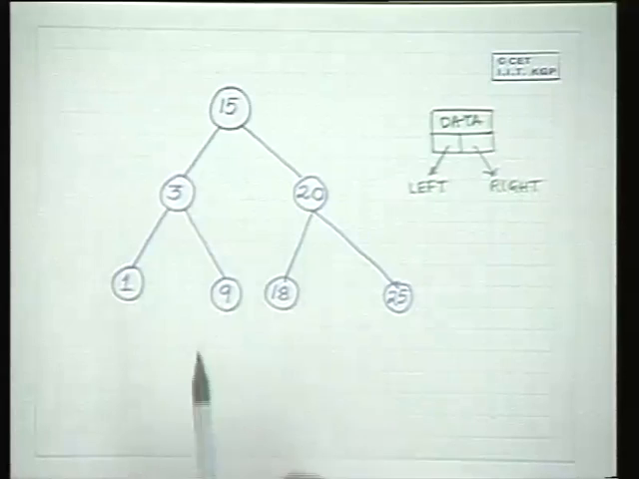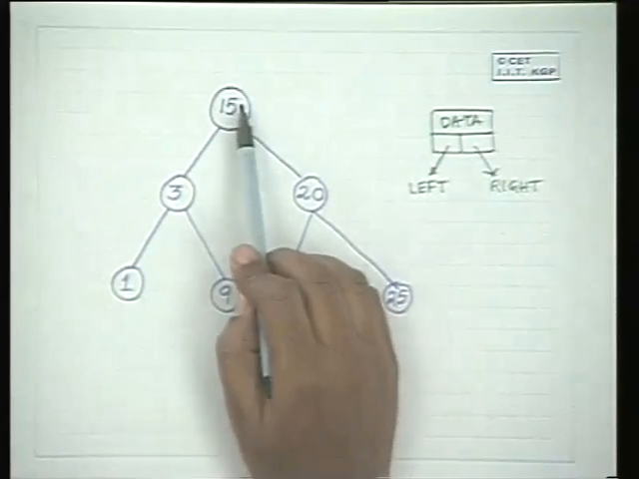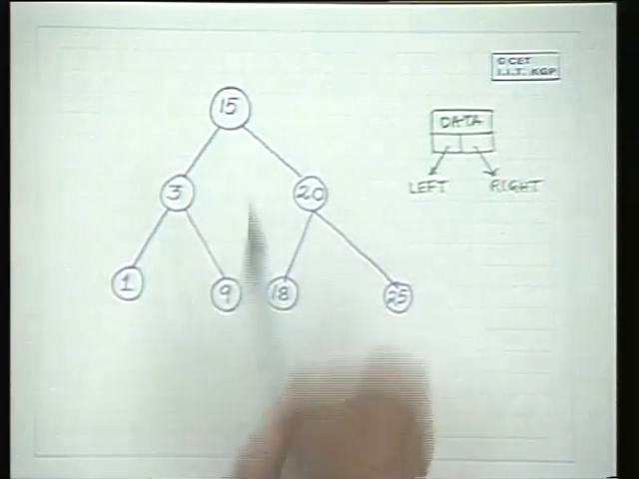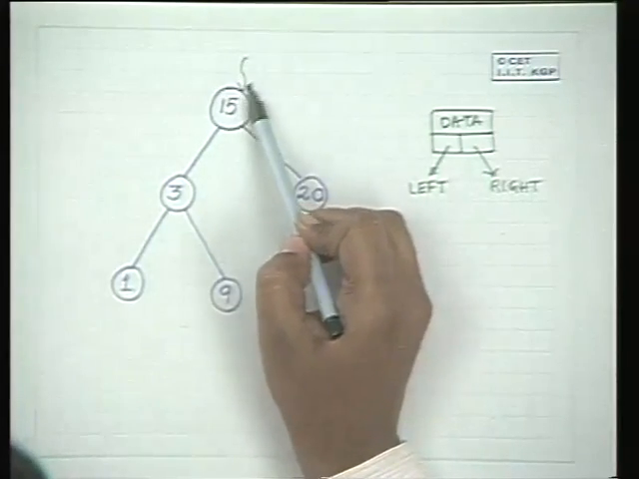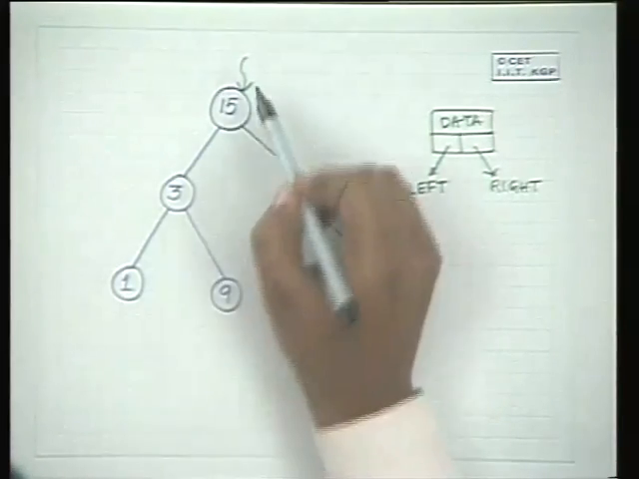Now to find out an element, what do you do on this tree? How to find out an element? Given a tree, you start at the root. This is called the root of the tree.